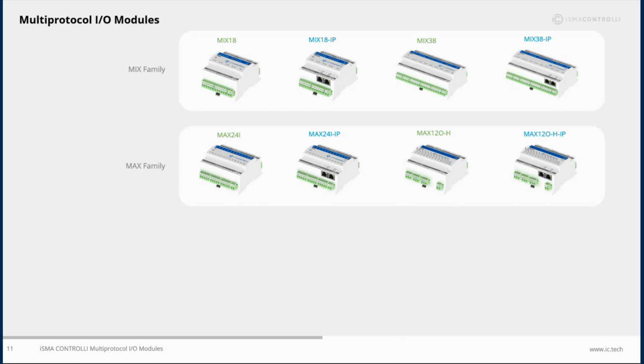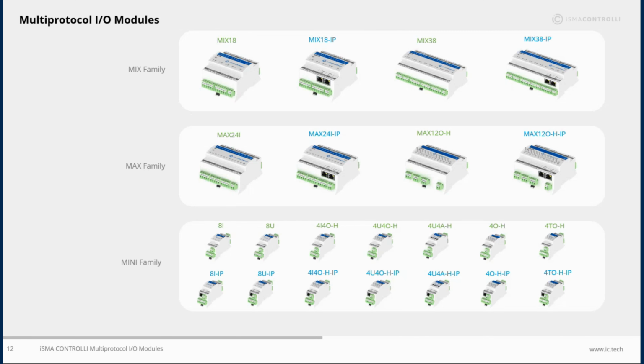Next to the Mix family, we have the Max family. While the Mix family is designed to extend the system with a larger HVAC application like an air handling unit, we have a perfect mix of 38 and 18 inputs and outputs. Our Max family is matched with one single type of input or output. In this product portfolio, we have 24 digital inputs and 12 digital outputs, which are really outputs with a hand control over them. Also with RS485 and IP-enabled versions.